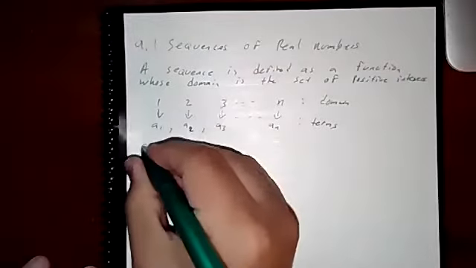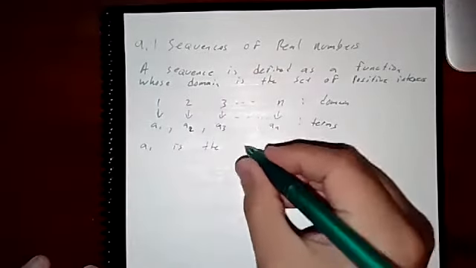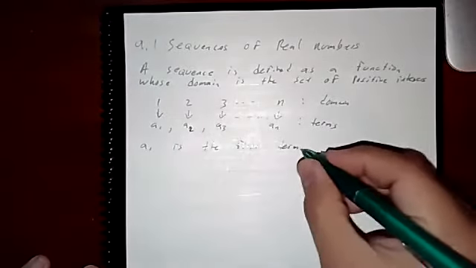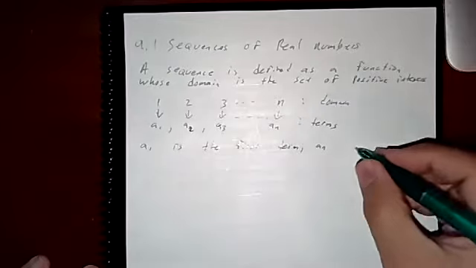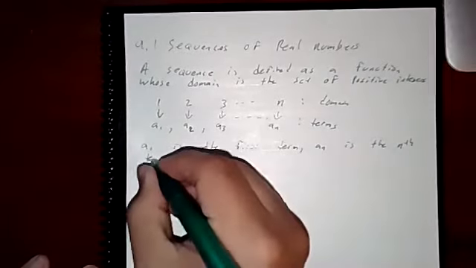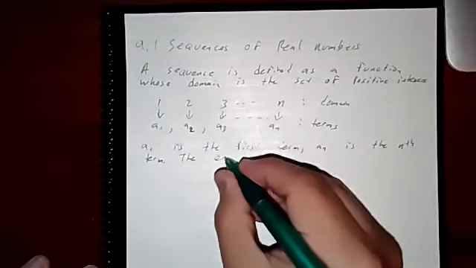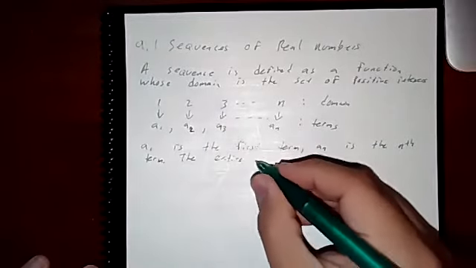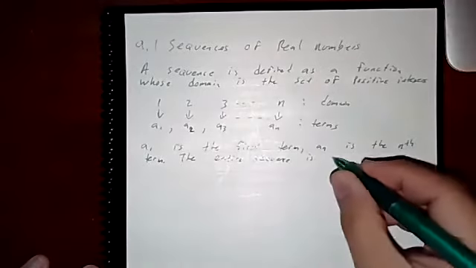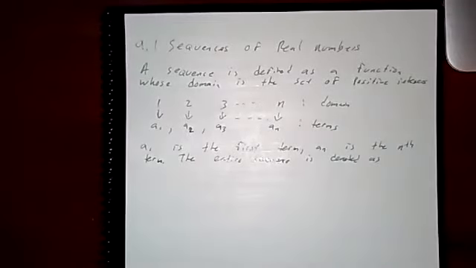A1 is usually the first term. An is the nth term. The entire sequence is denoted as, let me write it.